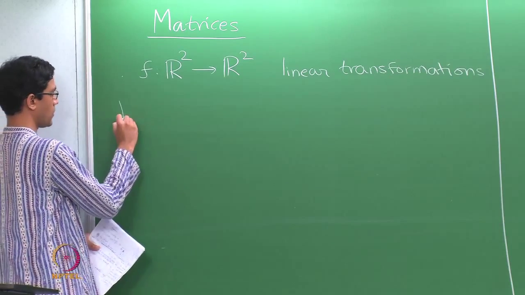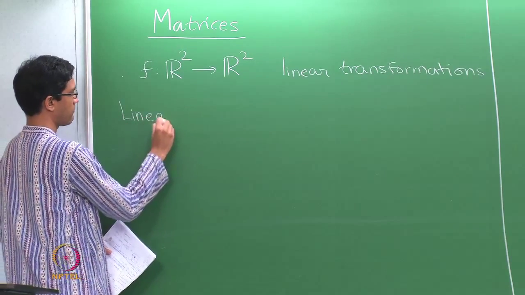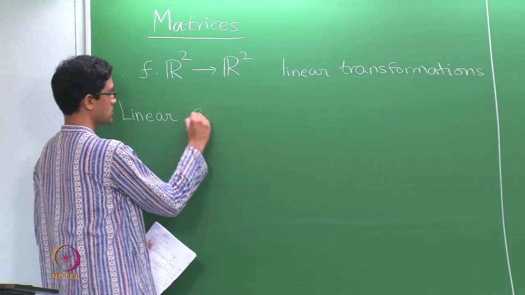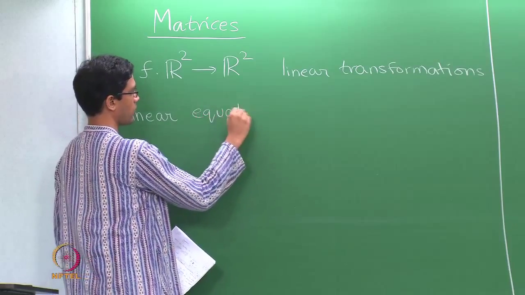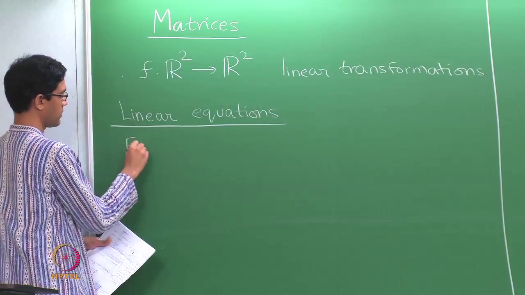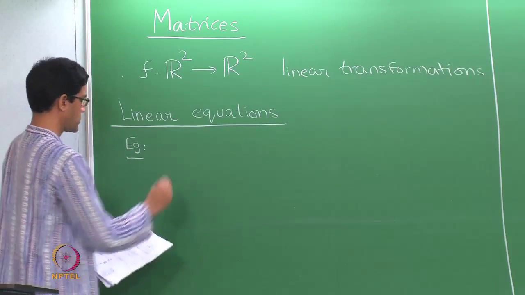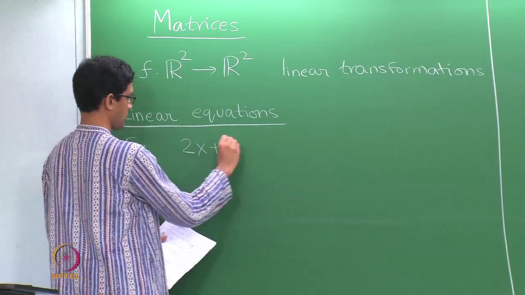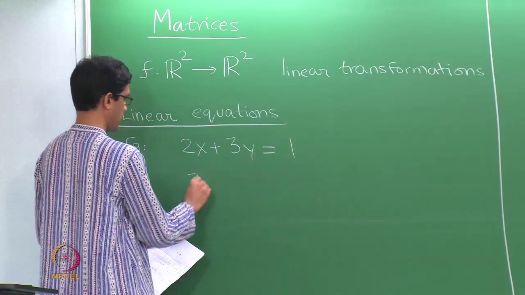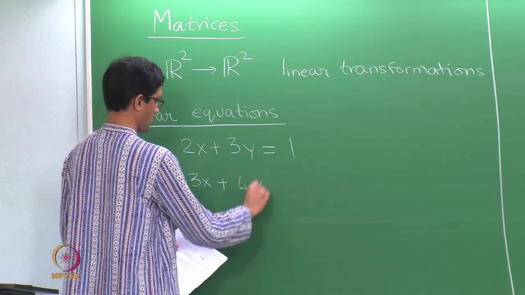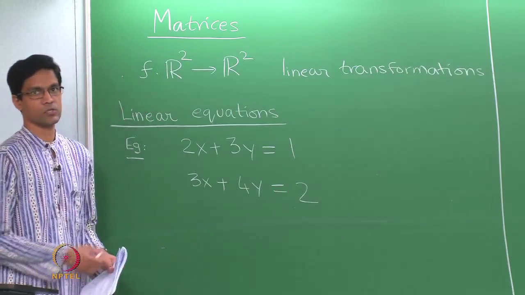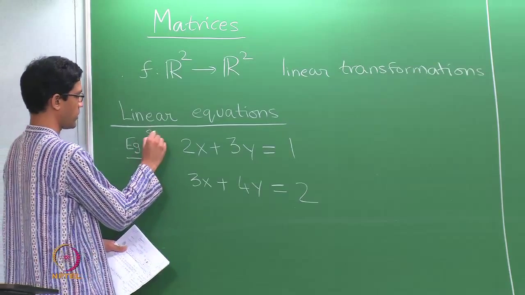Now here's another context in which you probably have already seen matrices. This is likely to be a somewhat more familiar context, which is in trying to solve systems of linear equations. Okay, so here's an example. Let's consider the system of two equations, 2x plus 3y equals 1, 3x plus 4y equals 2, and there are two unknowns x and y. So the question is to solve for x and y.